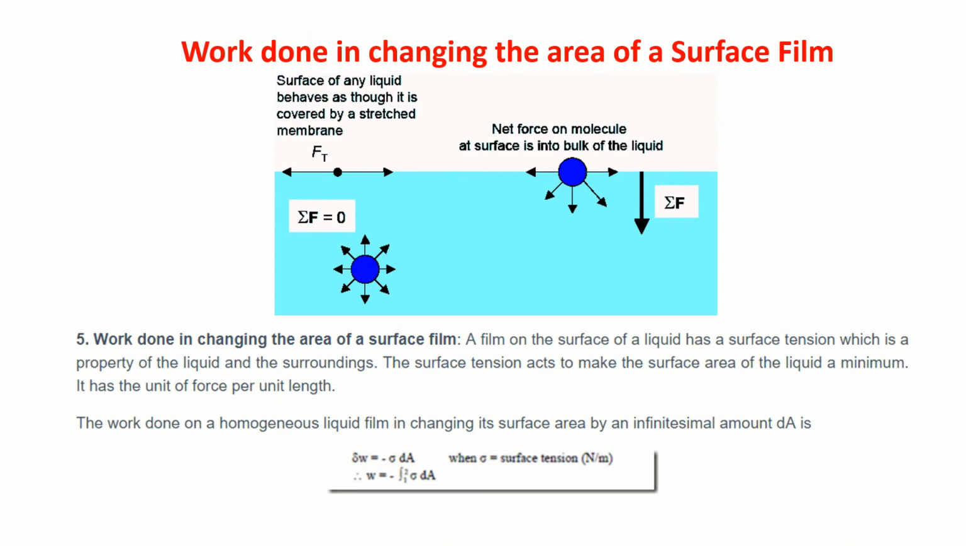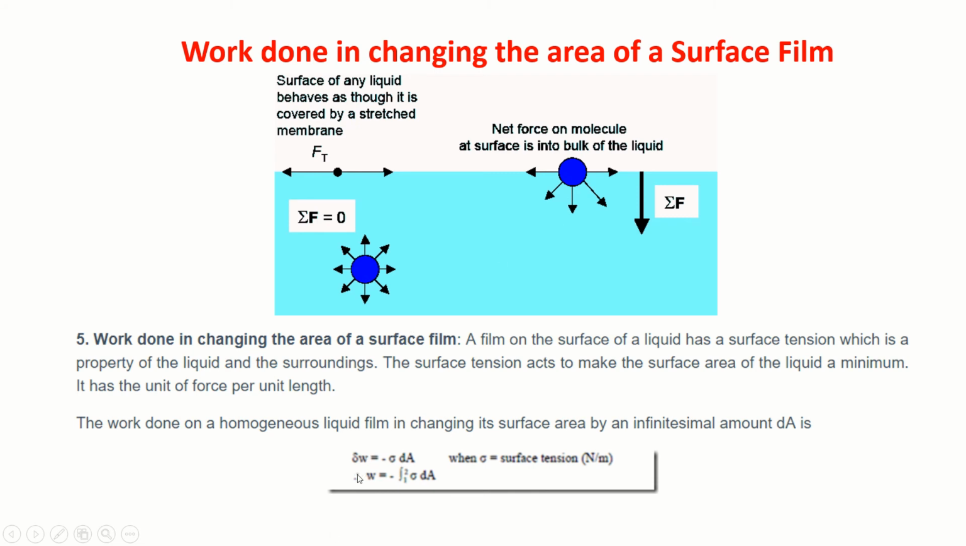Look here, when you have water in a container or any liquid in a container, the molecules of the liquid on the surface experience surface tension. The surface of any liquid behaves as though it is covered by a stretched membrane. You see here, this molecule is pulling, this molecule is pulling, this molecule is pulling like this. It is under some kind of tension, surface tension. Because of that, the film gets stretched. The area of a surface film changes.